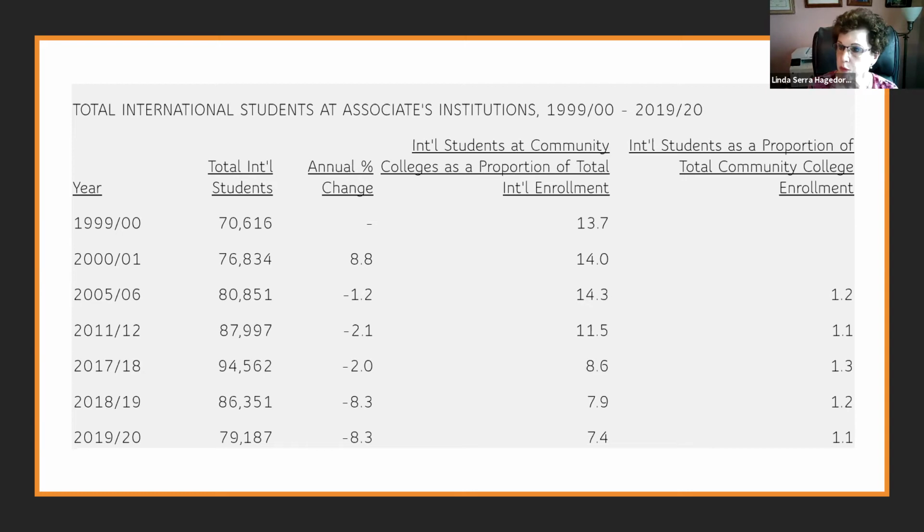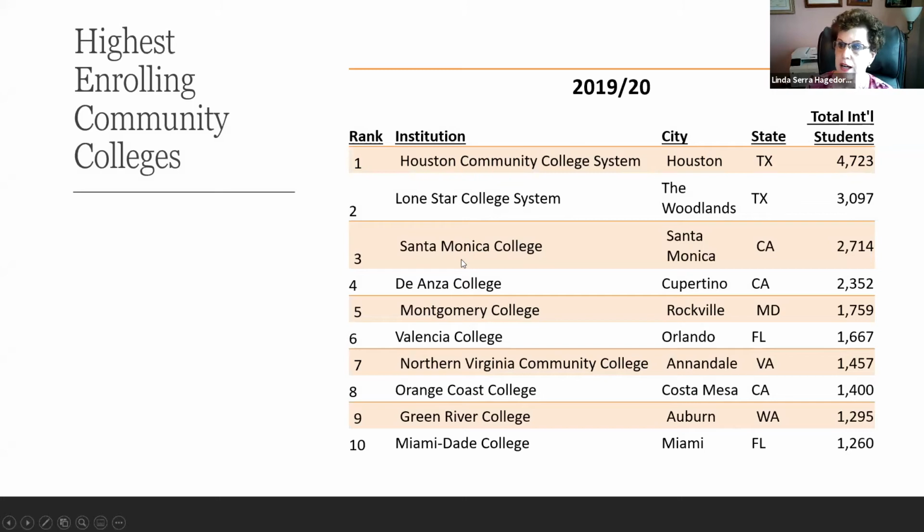And the numbers are really, really small, even among community colleges. International students only represent about 1.1% of all community college students, but they're an important group. I also thought I would show you which colleges are getting the largest share of community college students. Although Texas seems to be number one, the rest of the colleges in the top 10 are all coastal, and usually represent areas that international people are well aware of, so larger cities.